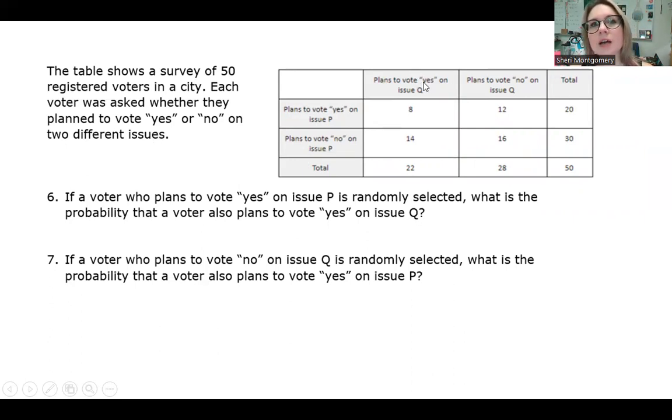Along the top, we've got people that plan to vote yes on issue Q, and then if you plan to vote no on issue Q. So along the top, we have issue Q. Along the side, we have those that plan to vote yes or no on issue P. To find any kind of probability is the part out of a whole or a total.